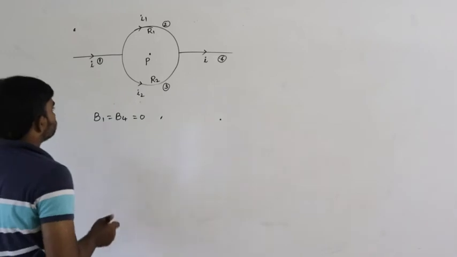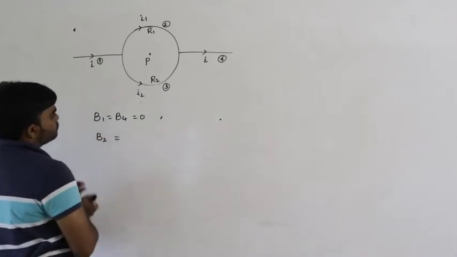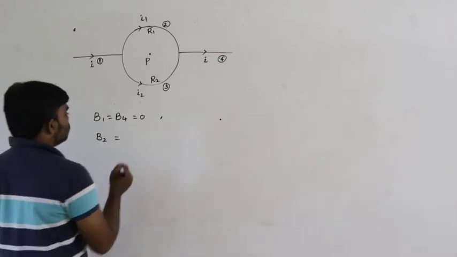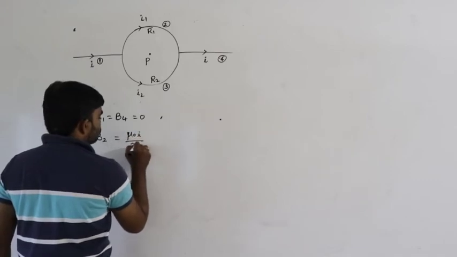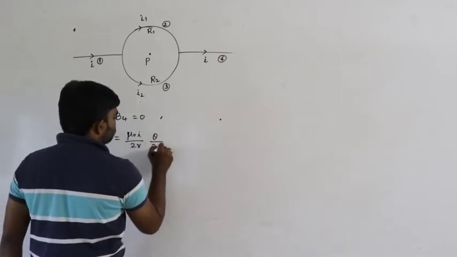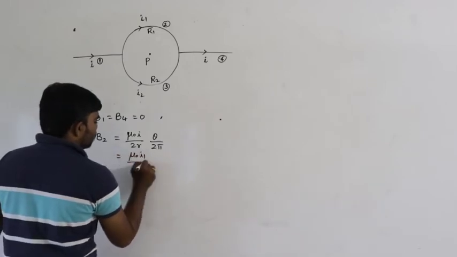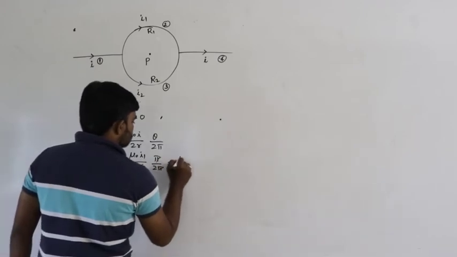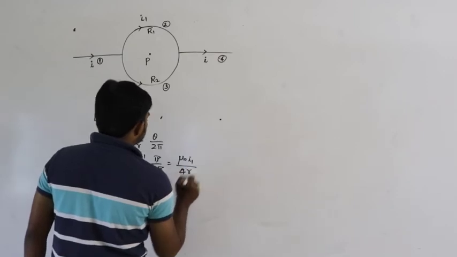So now B2 can be written as, using the general formula, mu naught I by 2 r into theta by 2 pi. So mu naught I1 by 2 r into pi by 2 pi. So that is mu naught I1 by 4 r.